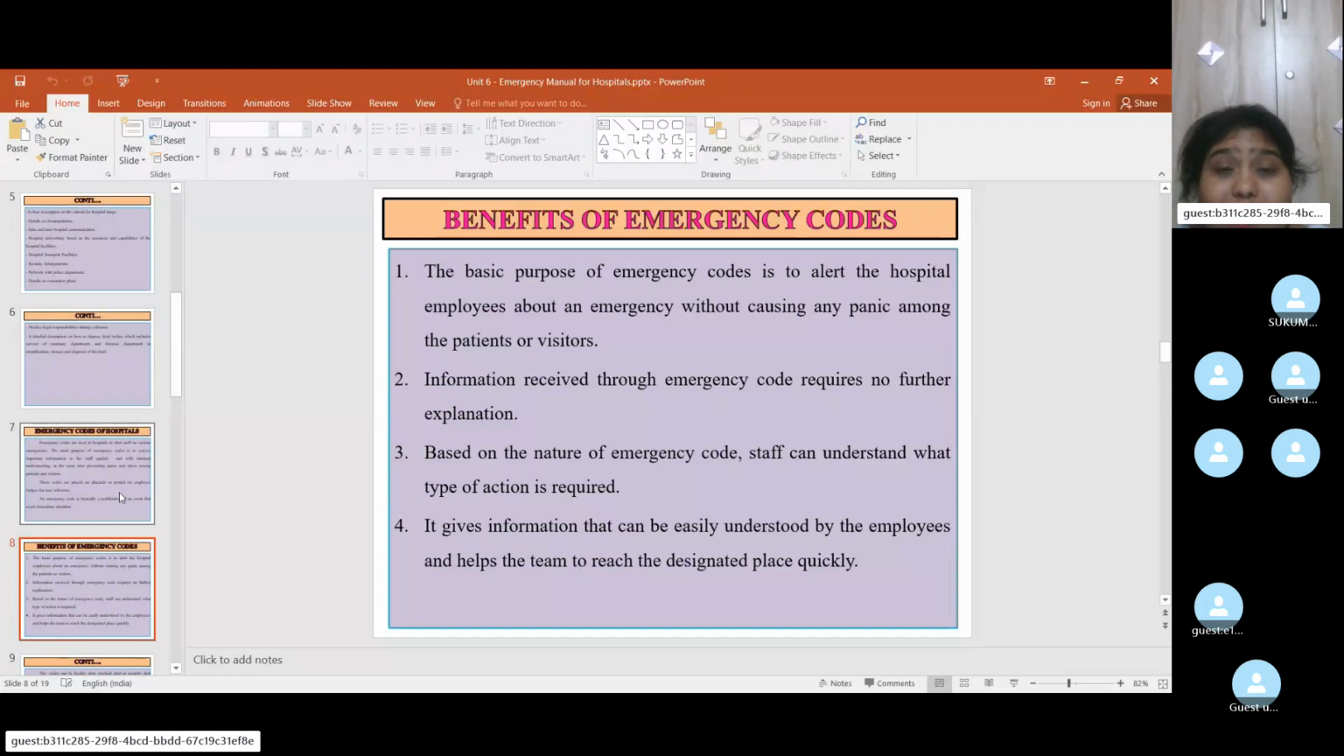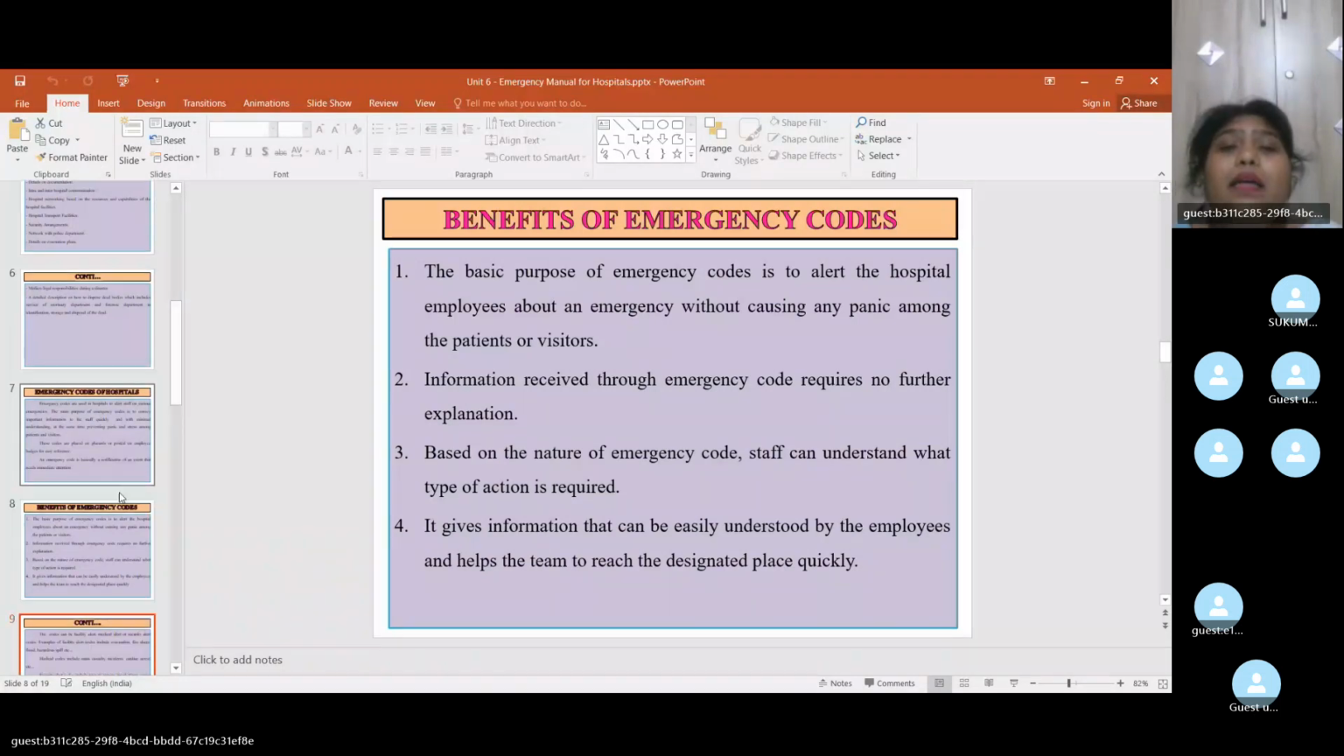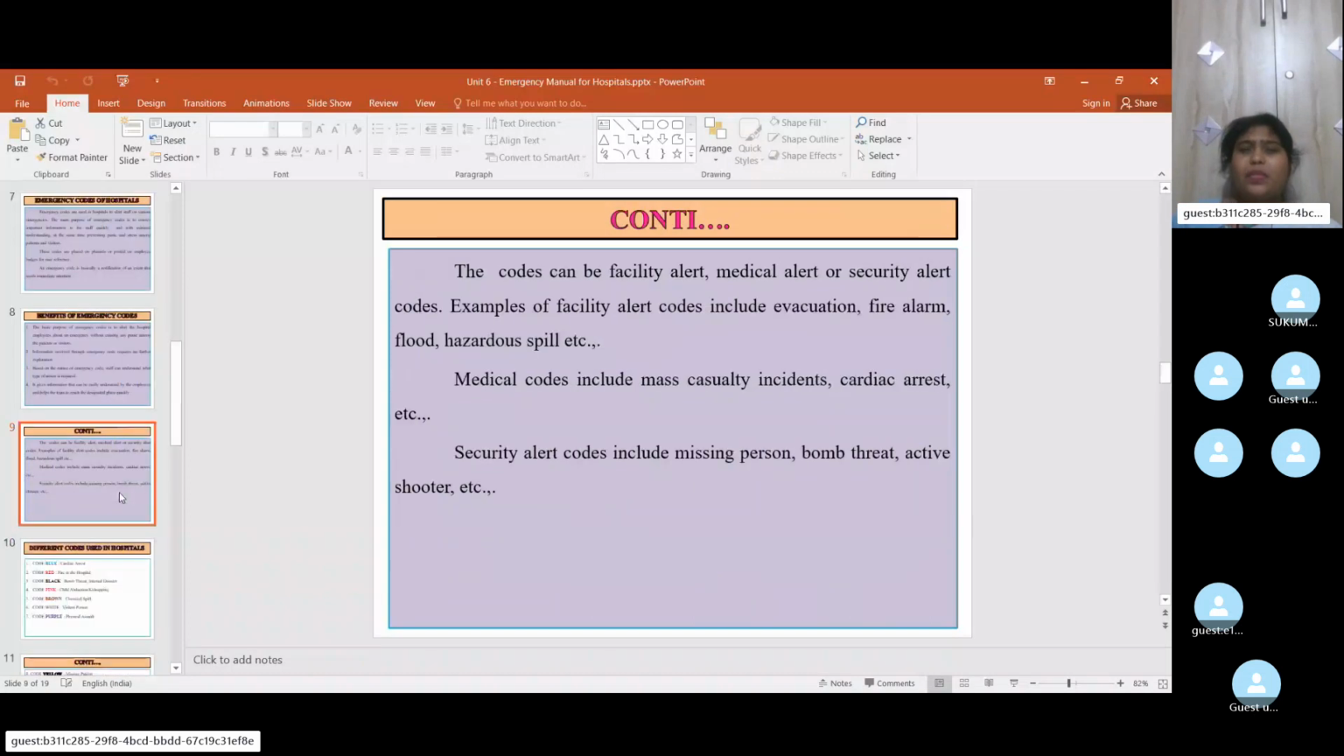So whenever a code is activated, a proper description is also given about the code, so that people who are in the emergency department or the committee, the administrators, and the disaster committee people can rush to the area in supporting and assisting them. So the codes can be facility alert, medical alert, or security alert codes.